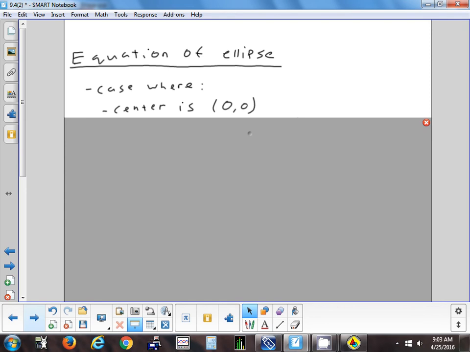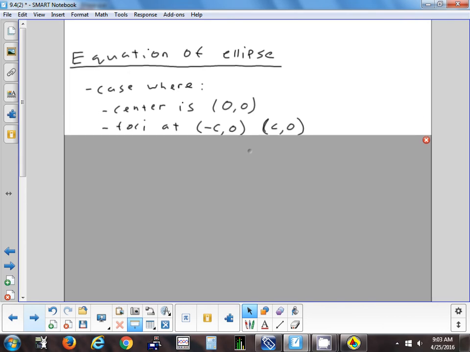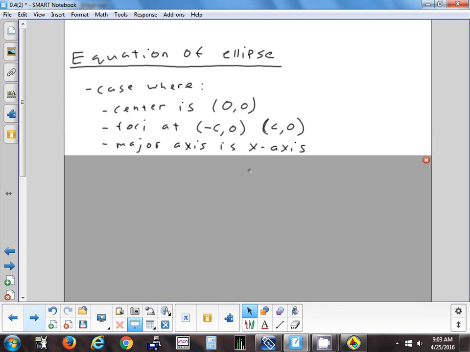All right, so there's two main cases for the equation of an ellipse. There's the case where it's the long way, horizontal, and then the other case is where it's vertical. The first one I'm going to show you is where the ellipse has the major axis horizontal. We're going to have the center at the origin.